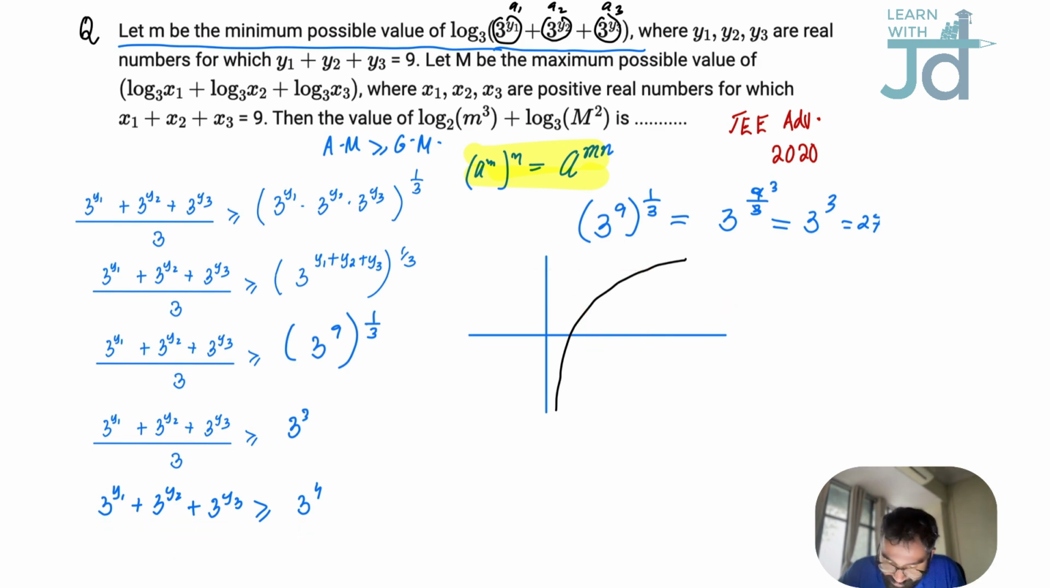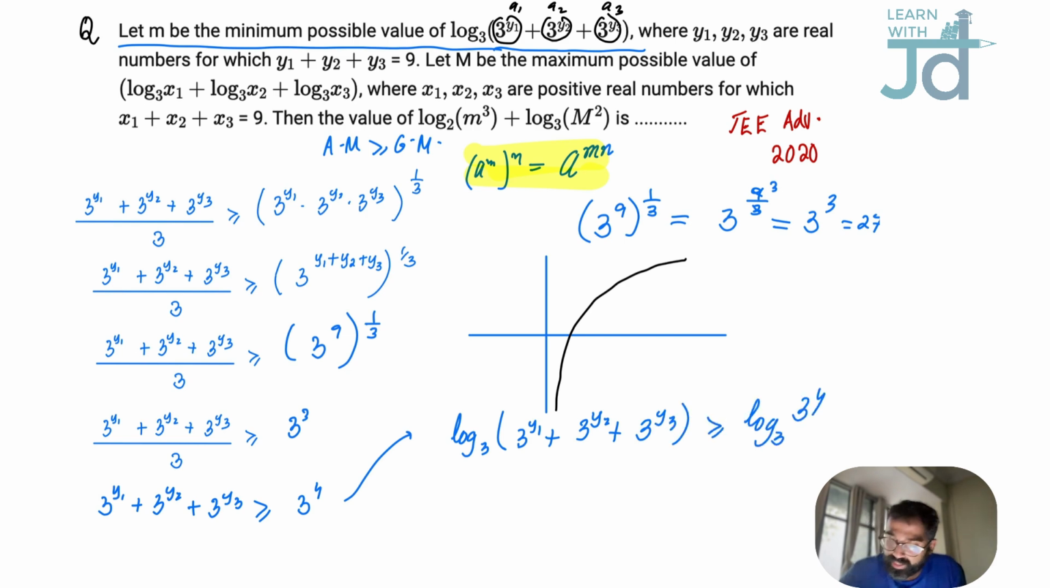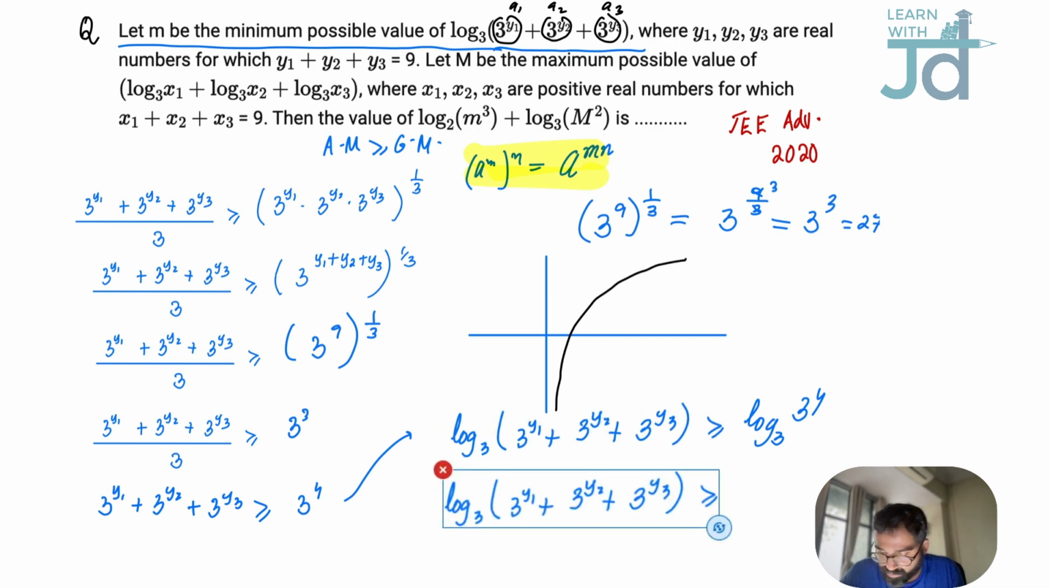So I can write finally from this, if I take log on both sides, the inequality sign is not going to change at all, because it is an increasing function. The log to the base 3, and from logarithm you know that this value is directly 4. Okay, so I can write this as 4. So yeah, till here we have got this.